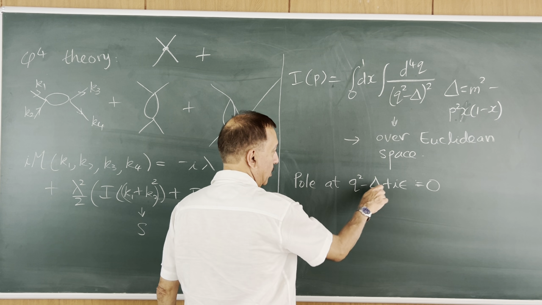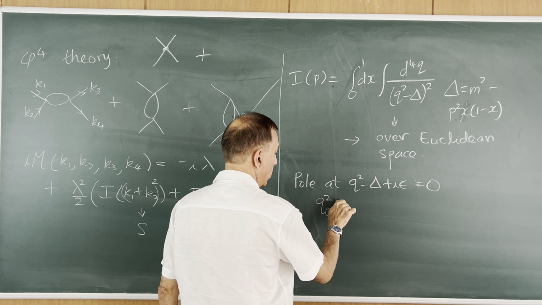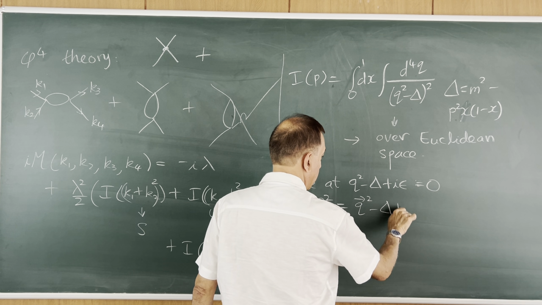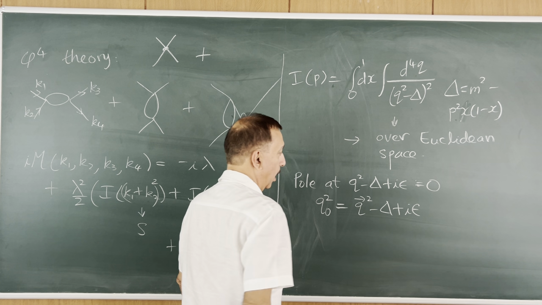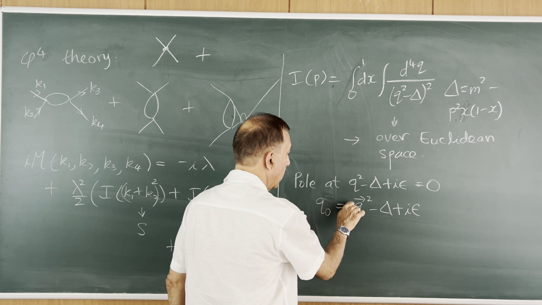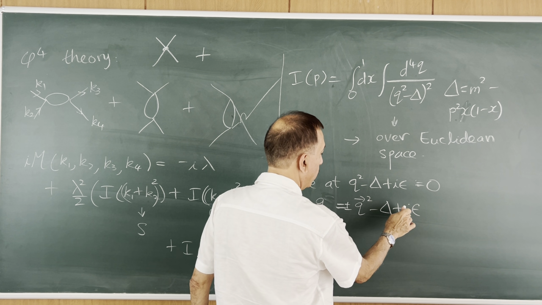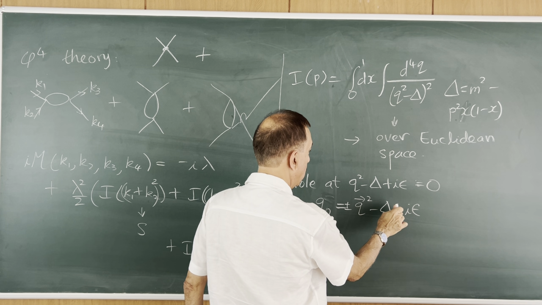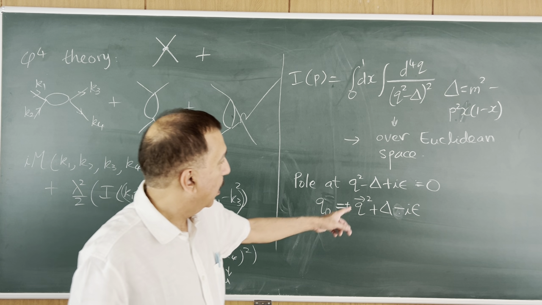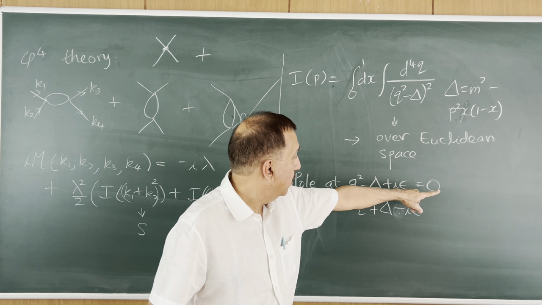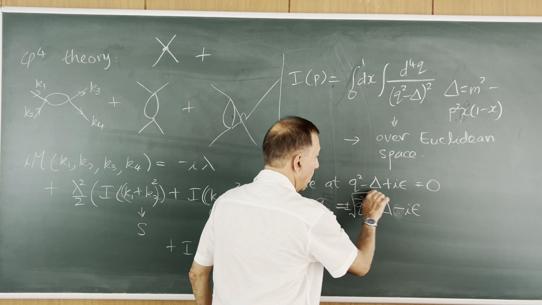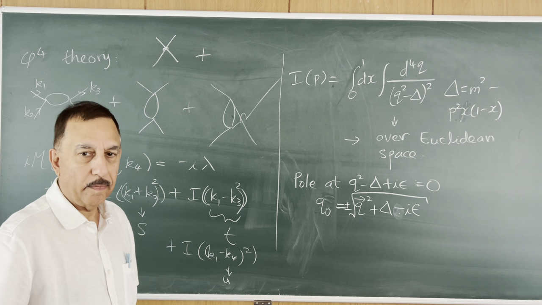Now let's expand this out, and so we get q0 squared, the zero component, is q vector squared minus delta plus i epsilon. And so the pole is at plus or minus the square root of q vector squared plus delta minus i epsilon. I take this to the other side, it's delta minus i epsilon, and then q squared is q0 squared minus this. And so this is the correct answer.